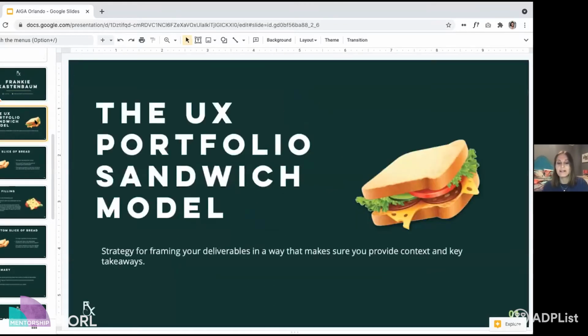Next slide. Thank you. So today I'm going to talk about this methodology that I've coined as the UX portfolio sandwich model. So for those of you on the East Coast or anywhere near where it's dinner time, I apologize.